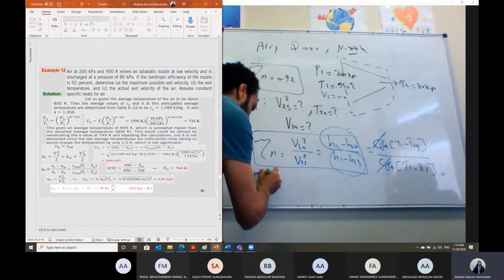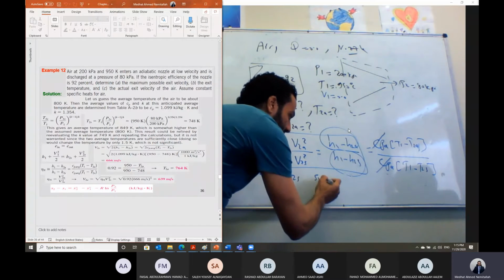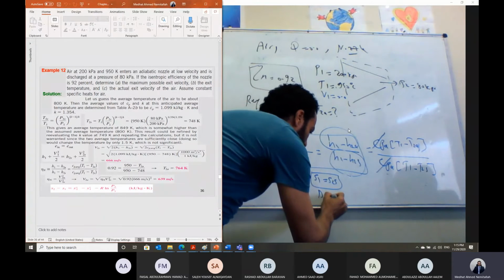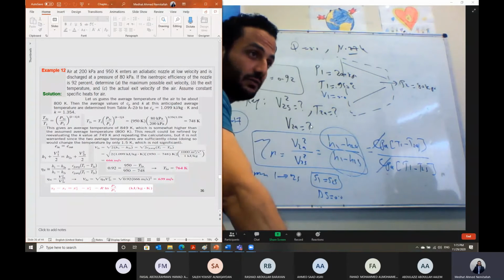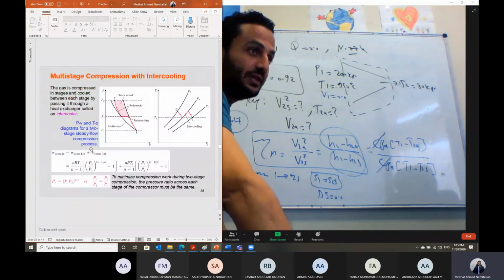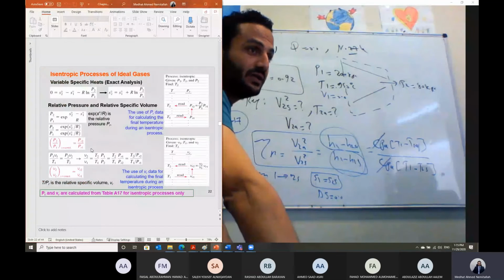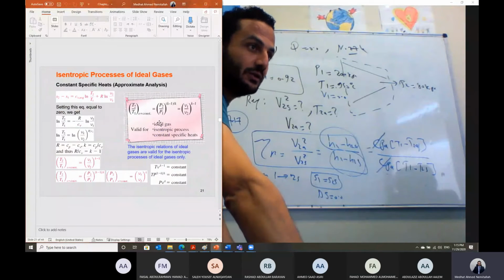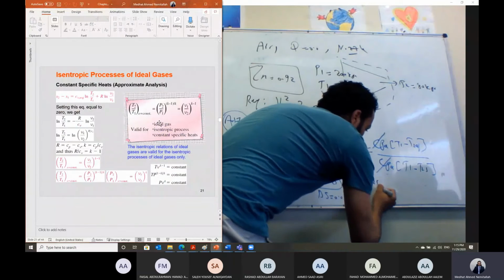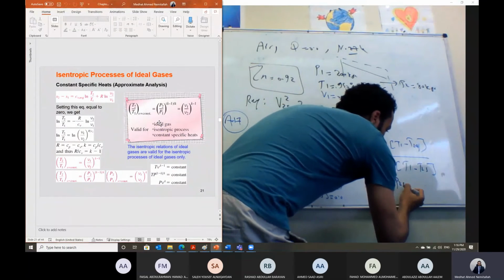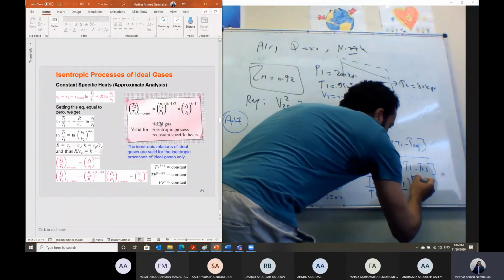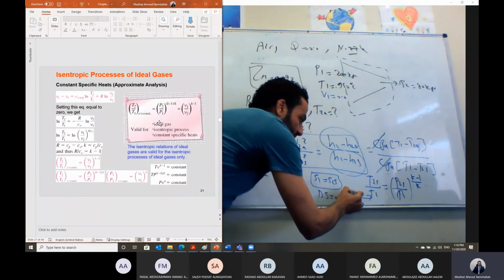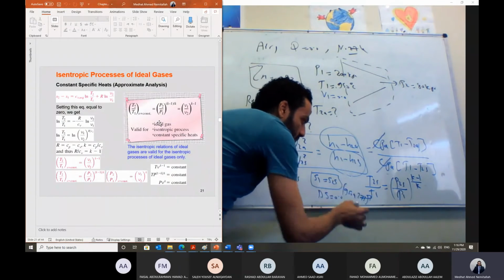But for the isentropic process from 1 to 2s, S1 is the same as S2s, or delta S is equal to 0. Following the approximate analysis, we have developed those relations for ideal gas. I have to get back to those relations for an isentropic process. Following the approximate analysis, we can use this relation directly. We can say T2s divided by T1 will be the ratio P2s divided by P1 to the power of K minus 1 over K. We have T1, which is 950. This is degrees C, so it will be plus 273.